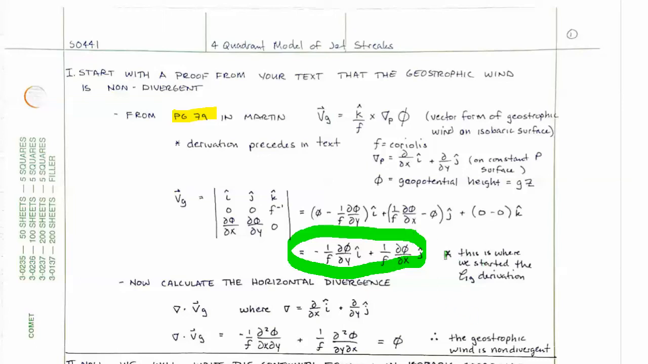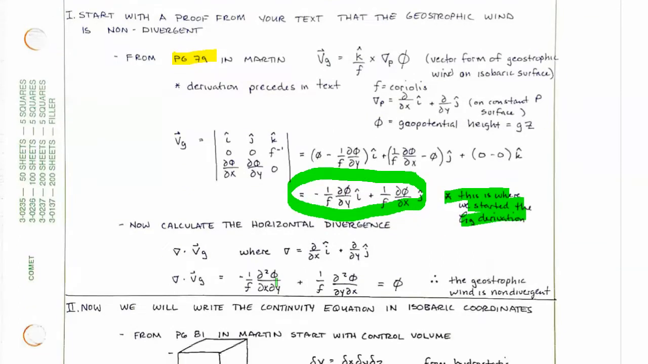And, by the way, this is where we started when we calculated the geostrophic relative vorticity equation in terms of geopotential height. So this is your equation. This is your u sub g, and this is your v sub g. So let's actually go down and calculate the horizontal divergence of the geostrophic wind.